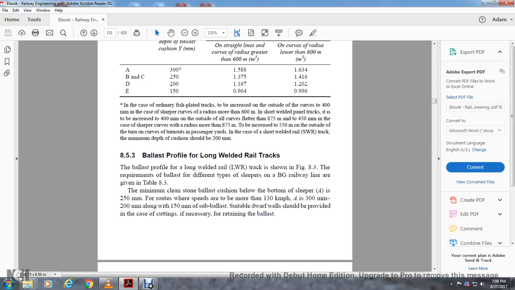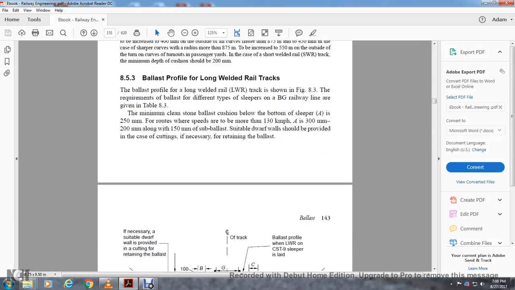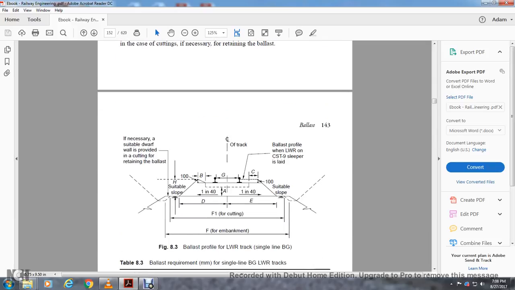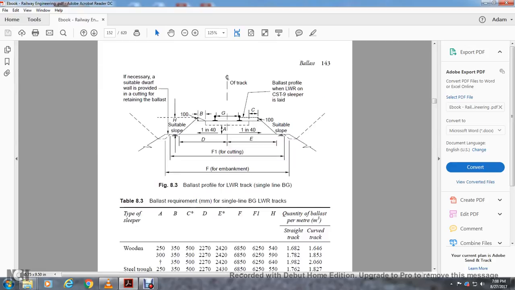Suitable dwarf walls should be provided in the case of cuttings, as necessary for the retaining of the ballast. Necessary suitable dwarf walls are provided with the cutting for retaining the ballast. The height and suitable slope, 100 millimeters. In cutting, in embankment, ballast level.